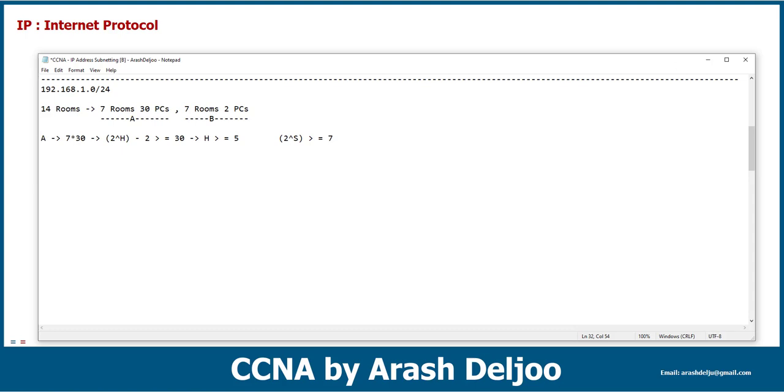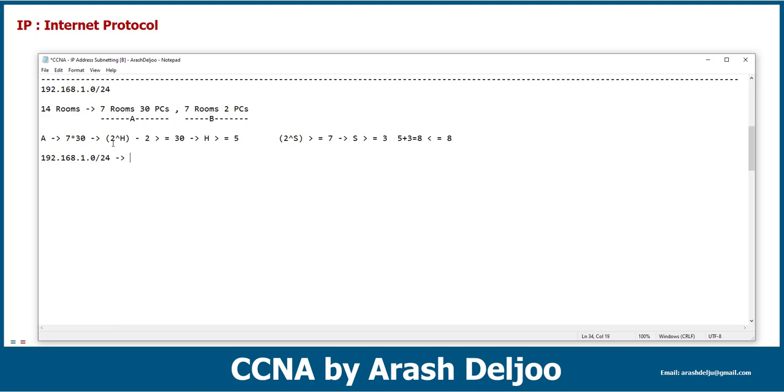The number of bits that we need with this formula is a minimum of, for example, 3. This means that we need a total of 5 plus 3, 8 bits for this requirement, and also we have 8 bits. Because of that, this 8 bits is less than or equal to the 8 bits of the original network. Because of that, we can do it.